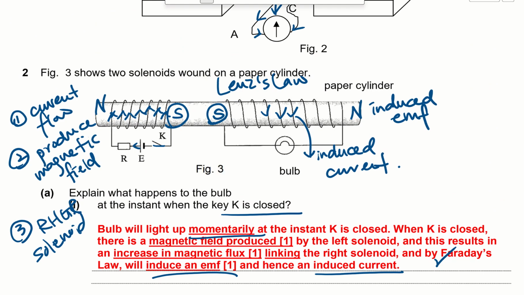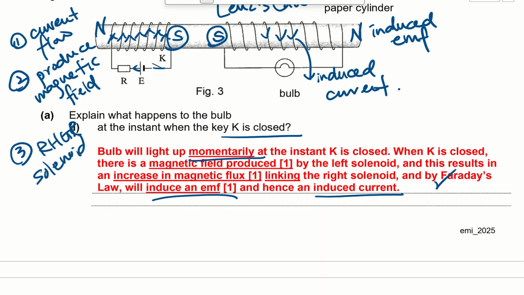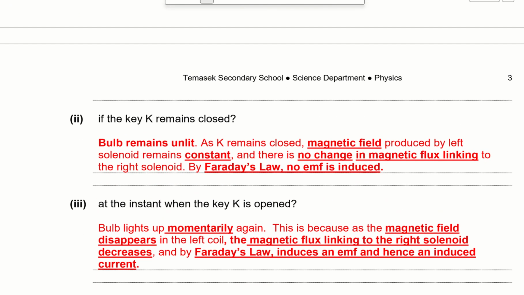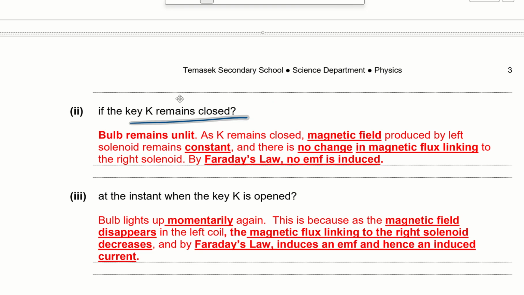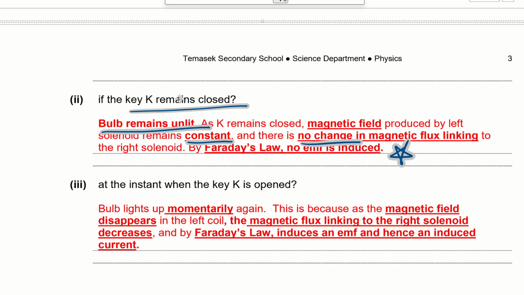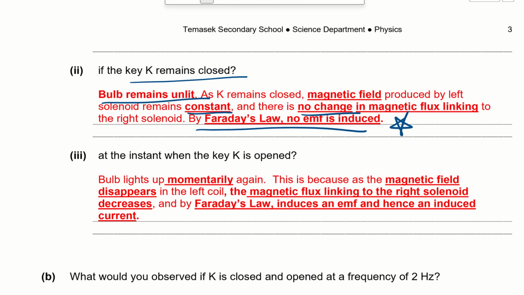The current continues to flow. The magnetic field is continuously south and north, with no change in magnitude. Therefore, there will no longer be a change in magnetic flux linking the right coil. So if the key K remains closed, the bulb remains unlit. It will be off. As K remains closed, the magnetic field produced by the left solenoid remains constant, so there's no change in the magnetic flux linking the right solenoid. Therefore, by Faraday's law, no EMF is induced.